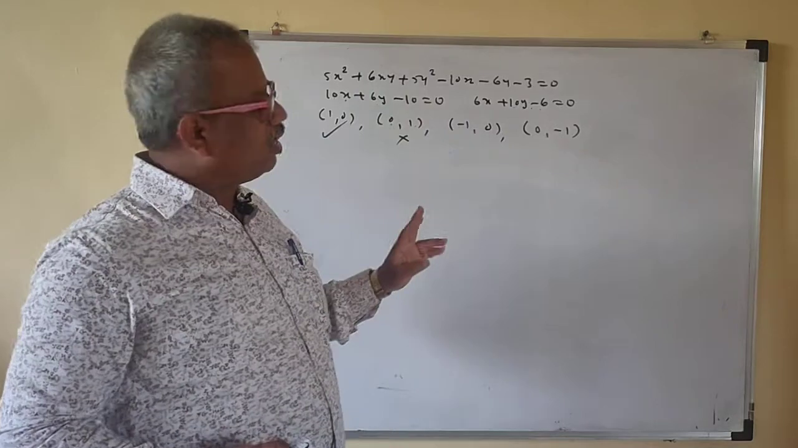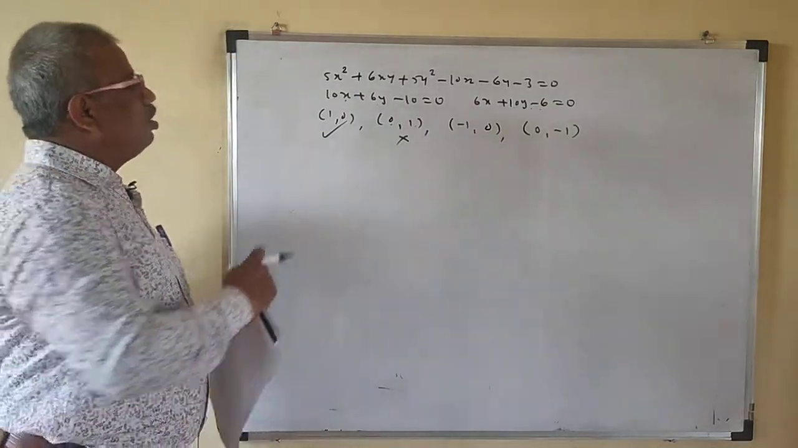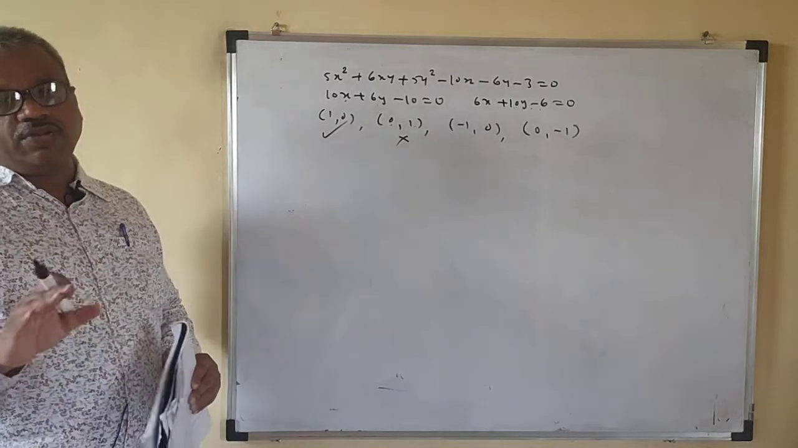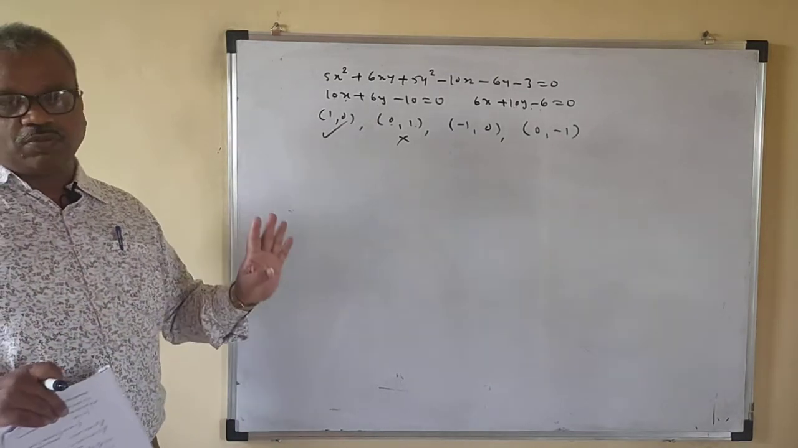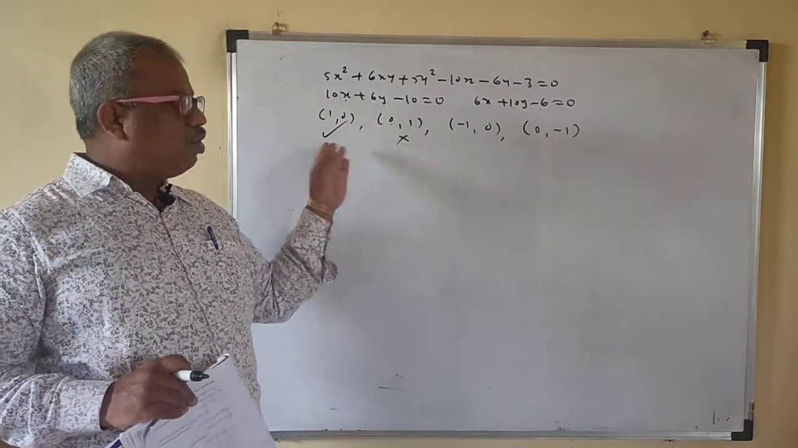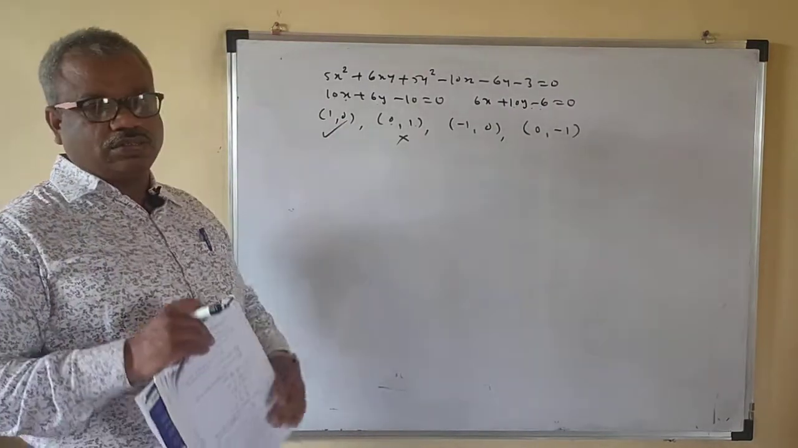It should satisfy both the equations. So only this one satisfies both the equations. That means it is your center. So don't find your center by using the usual formula. When you are attempting a competitive exam like this, where options are provided to you, just do only this.